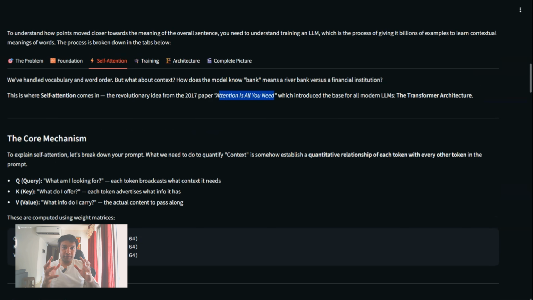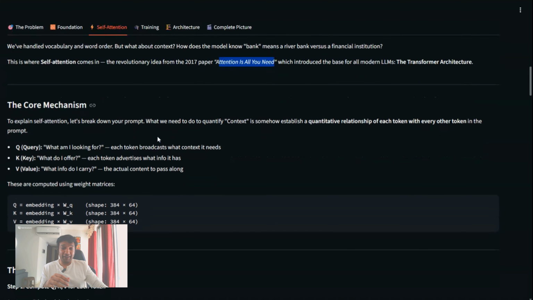So far, we have quantified tokens, their meanings, their positions, everything. Now, for the main event, how are we going to quantify context? This is where self attention comes in. The revolutionary idea suggested by the paper released by Google in 2017, titled Attention Is All You Need. If you are really interested in this, you should take a look at this paper. This paper established the transformer architecture, which is the base technology used by all the modern LLMs.